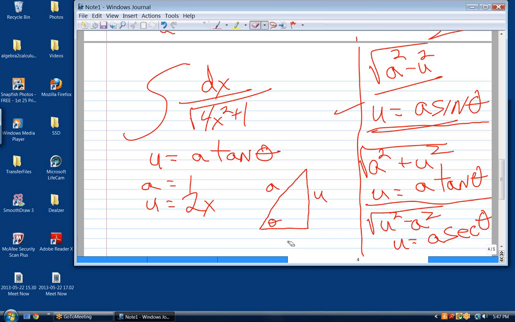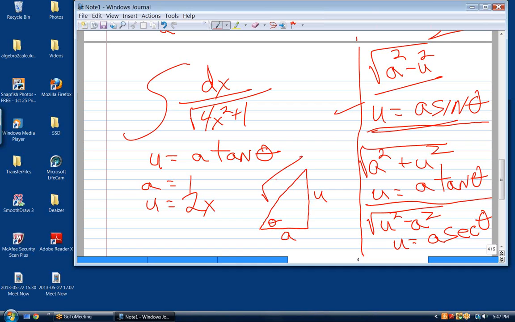I was reading the answer out of the book. I got the right answer. Oh, no, I didn't get the right answer. I had the triangle dimensioned wrong. I had the a down here, which would have been correct for u equal a tan of theta, but it wasn't correct for u equal a sine theta. In other words, for this one, the a has to be here.